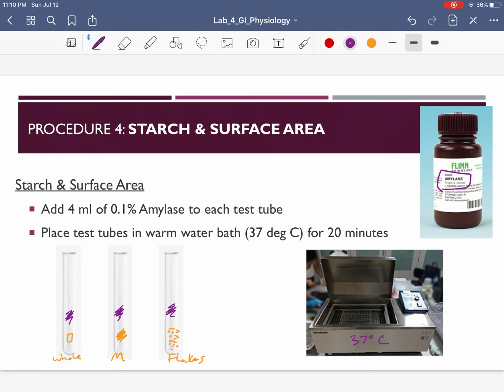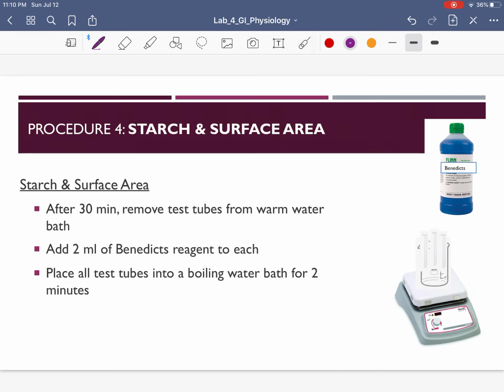If you missed that question on our lab assignment or lab quiz, you shouldn't. After 30 minutes, we're going to bring them out. But we're going to be testing for the breakdown product of starch. We start with starch. We add the enzyme. And what does the complex carbohydrate get broken down into?